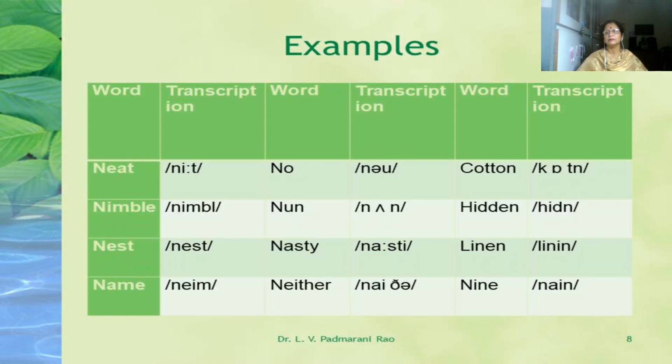C-O-T-T-O-N, cotton. K is aspirated, T and N immediately, because N becomes a syllabic consonant. I hope you remember the concept of syllabic consonant. So it's cotton. H-I-D-D-E-N, hidden. L-I-N-E-N, linen. And N-I-N-E, nine. That's right. Practice the words for a better pronunciation.